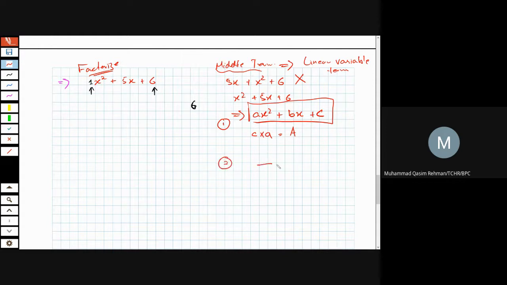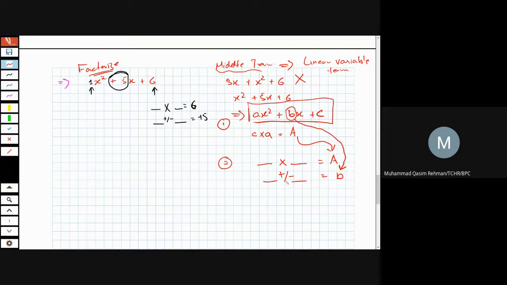Step number 2. Think of two numbers which, when multiplied, you should get A, which comes from here. I need to look for the two numbers which when multiplied I should get 6. And when the very same two numbers are added or subtracted, I should get the coefficient of the linear term with the sign, which is plus 5 in this case. So added or subtracted, I should get B, which is the coefficient of the linear term over here.